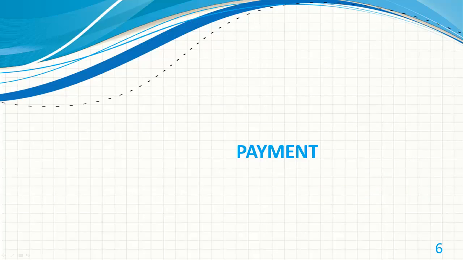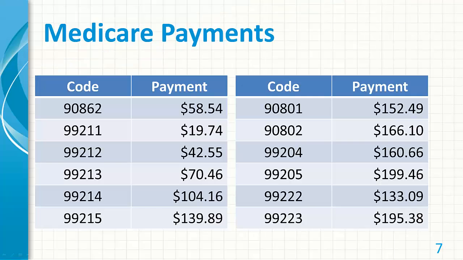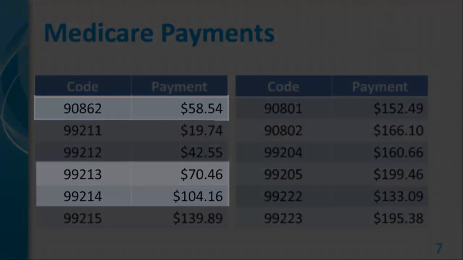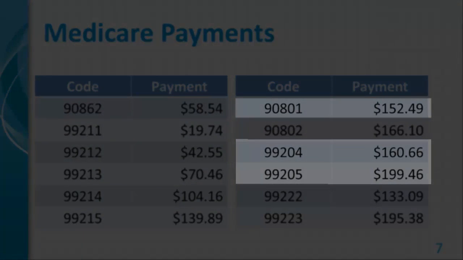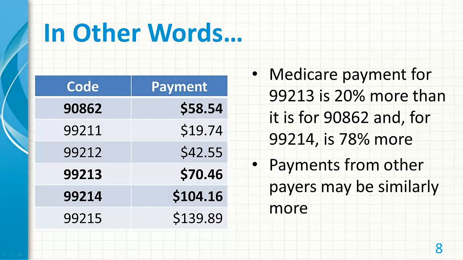Let's get an idea of how reimbursement for E&M codes stacks up against equivalent psychiatry codes. There is a reward for using E&M. Medicare reimbursement for 99213 and 99214, which cover most outpatient medication management services, are both higher than that for 90862. Reimbursement for 99204 and 99205 are also higher than that for 90801. Medicare payment for 99213 is 20% more than it is for 90862. Payment for 99214 is 78% more. Payments from other third-party payers may be similarly more.